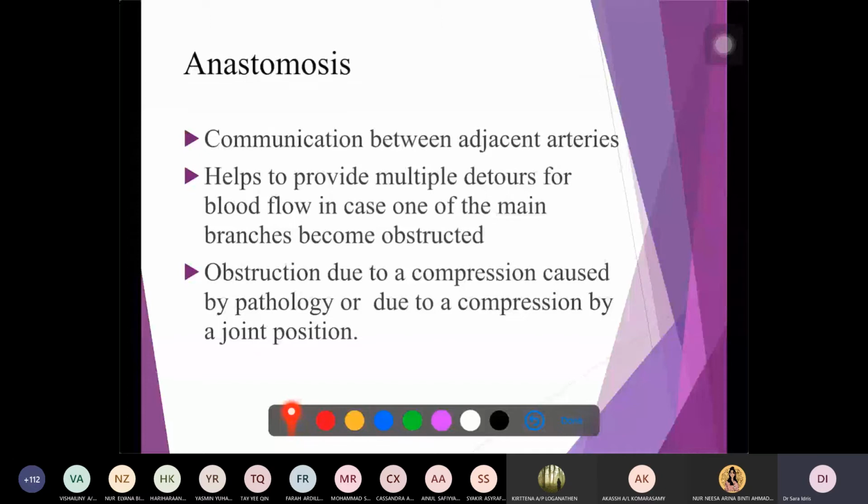Okay? Obstruction either can be due to compression or caused by pathology, or even a compression by a joint position. So that's why in highly mobile joints, you find that you have a lot of anastomosis around the joint itself, because depending on the position of your joint, you can compress one vessel. So that's why you have another vessel to help to redirect or reroute the blood.